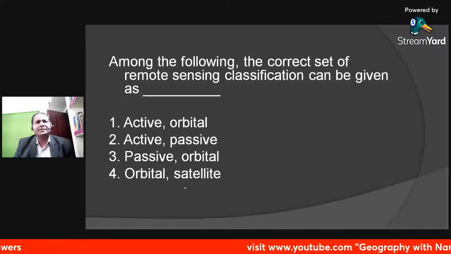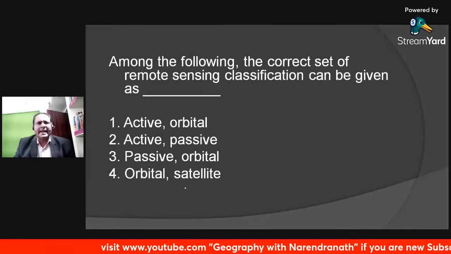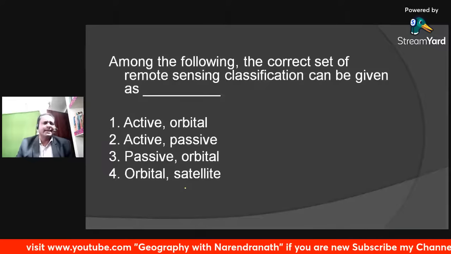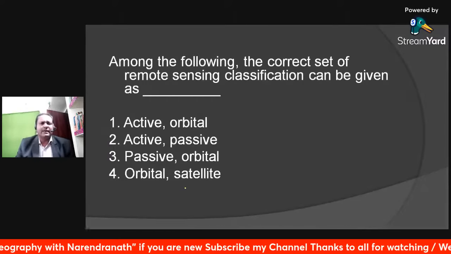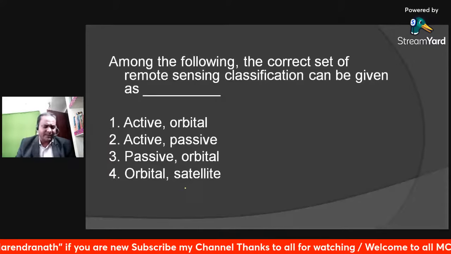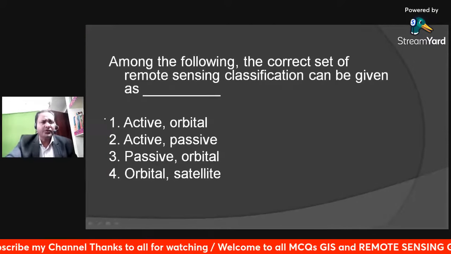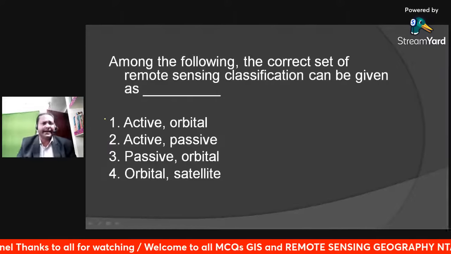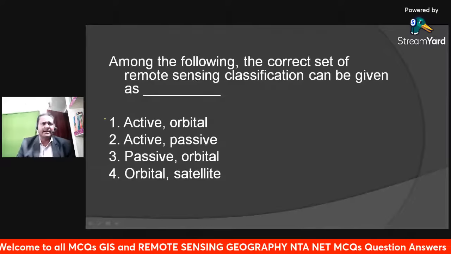Another question: among the following, what is the correct set of remote sensing classification? There is active and orbital, active and passive, passive and orbital, and orbit and satellite. Very important question for you if you give the NET exam.